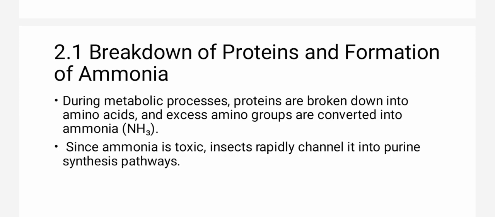The first step is breakdown of protein and formation of ammonia. In this step, during the metabolic process, the proteins will be broken down into amino acids, and the excess amino groups are converted into ammonia, NH3. Due to the high toxicity of ammonia, insects rapidly channel this into the purine synthesis pathway.